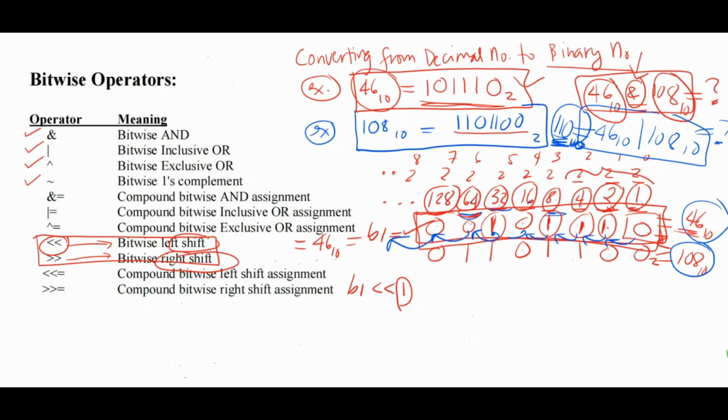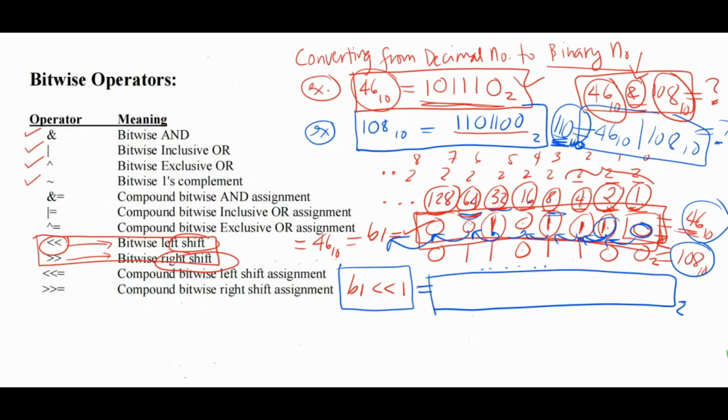So B1 left shift 1 is equal to, so this one moves there, so this becomes 0, and this one moves there, so this is now 1, and this one moves to this position, so this becomes 0, this one moves here, so this becomes 1, and this one moves here, this becomes 1, this one moves here, this becomes 1, and this one here, the last bit position or the rightmost bit position, moves here, so this becomes 0.